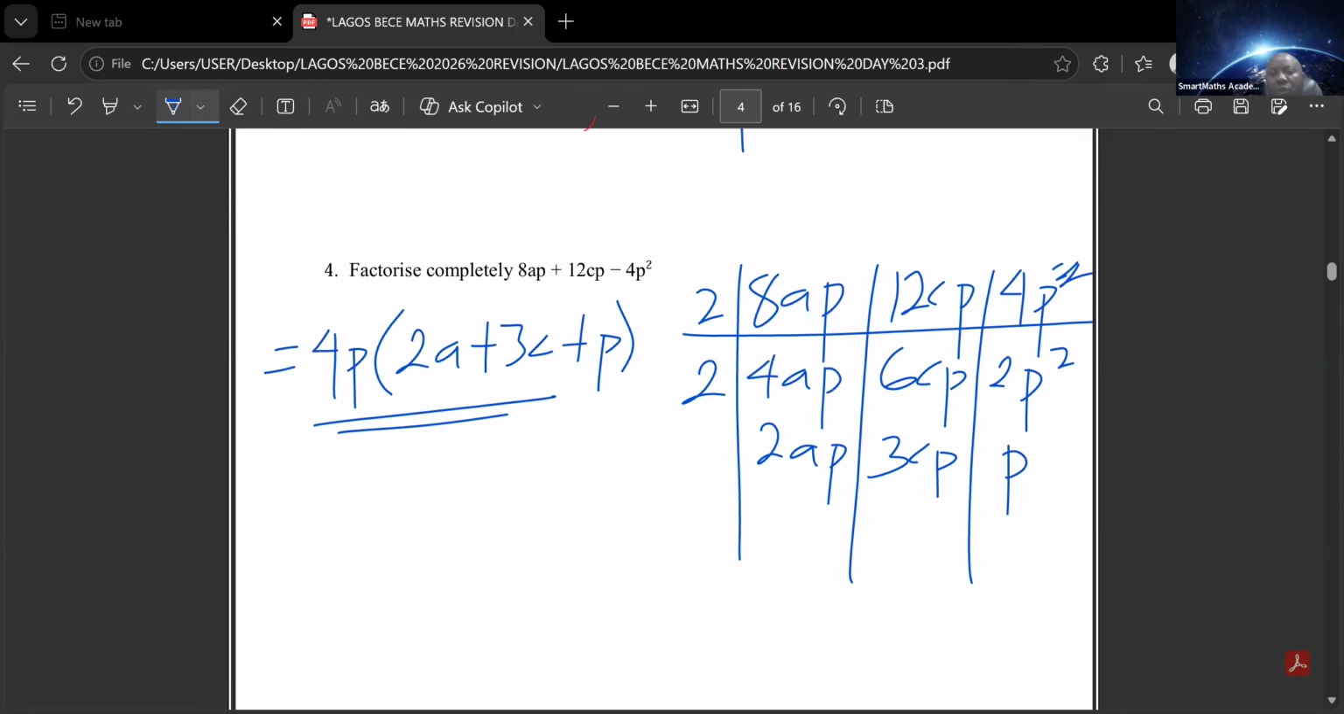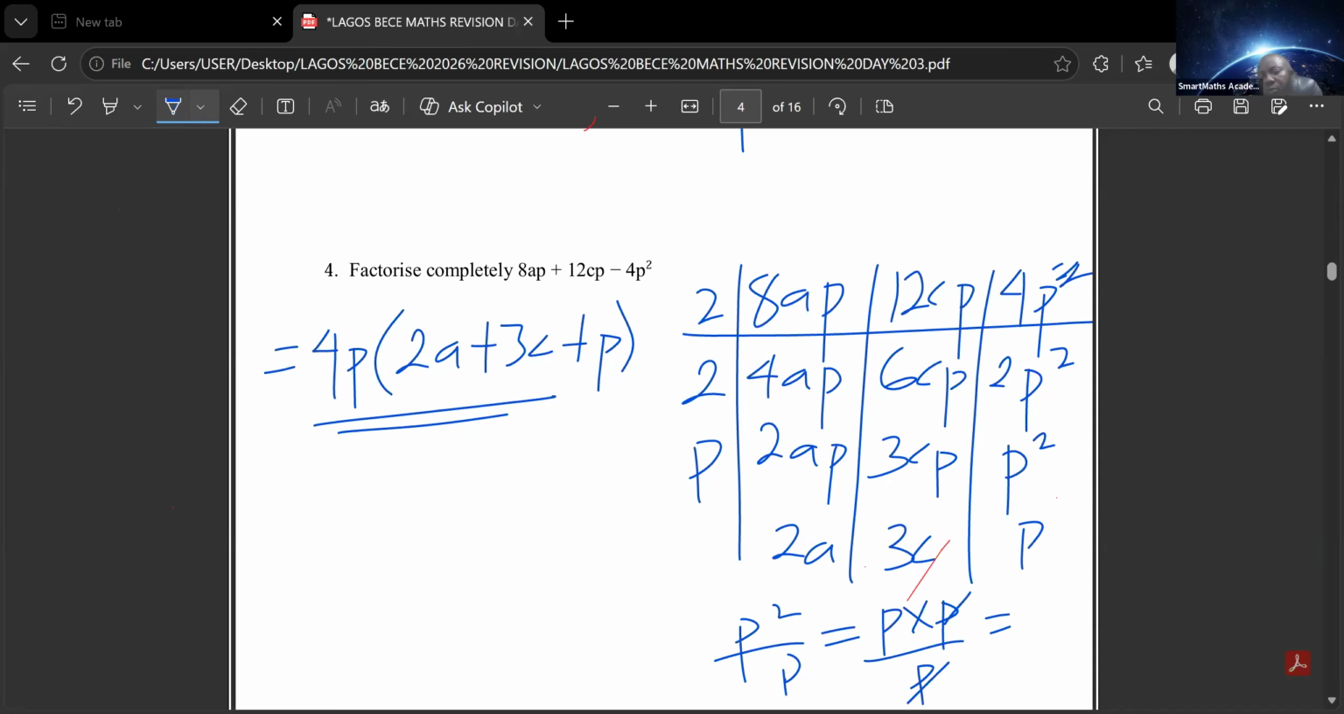This one will be what? P squared, 1P squared. If you look at the 3 of them, P can still go. We have P. So 2AP divided by P remains 2A. Then 3CP divided by P remains 3C. P squared divided by P is P times P divided by P. P cancels P, so that's going to give us P. That's why I got the P.